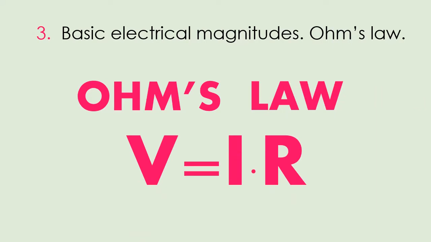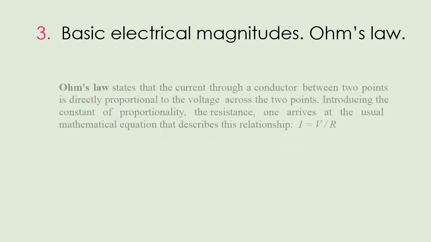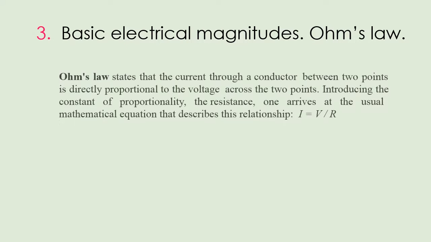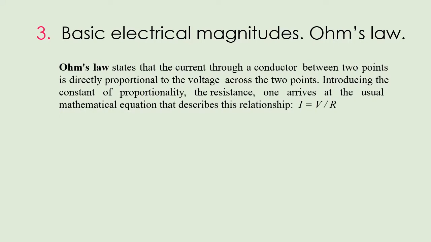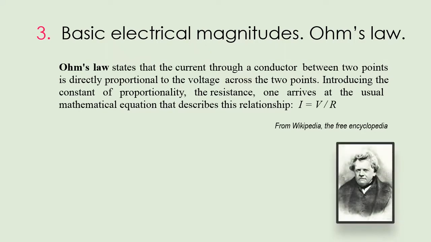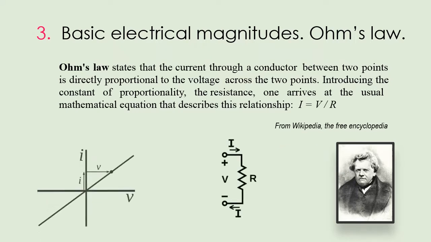Wow, this seems important, but what is Ohm's law? Is it something Buddhist? Well, let's find out what Wikipedia has to say about it. Ohm's law states that the current through a conductor between 2 points is directly proportional to the voltage across the 2 points. Introducing the constant of proportionality, the resistance, one arrives at the usual mathematical equation that describes this relationship: I equals V divided by R.